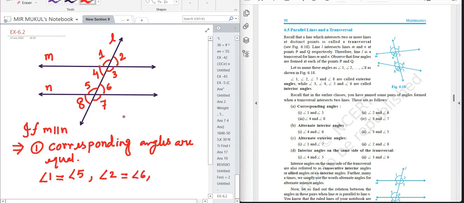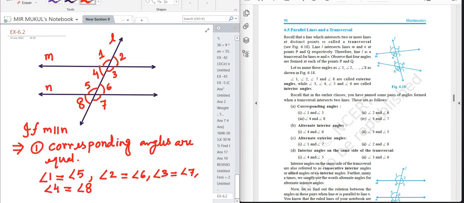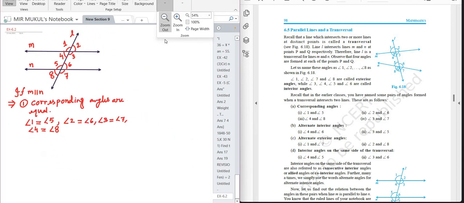right? Then angle 3 if we consider, then its corresponding angle will be angle 7. And if we consider angle 4, then its corresponding angle will be angle 8. All will be equal if two lines are parallel to each other, right? Understood? Okay, this is the first property.